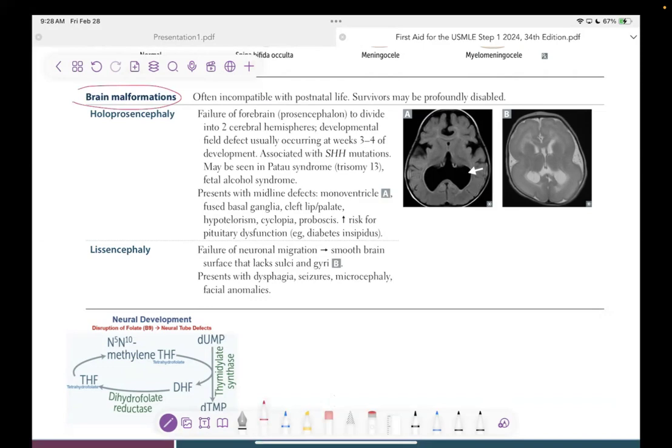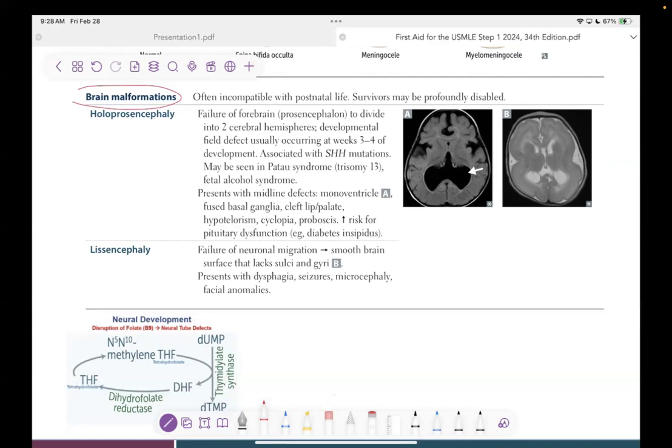So brain malformation, we already understood about the tube defects. We understood that if the tube is open in the upper or rostral part, it is anencephaly with polyhydramnios. If the tube is not closed in the lower part of the spine, this is called a spinal dysraphism.